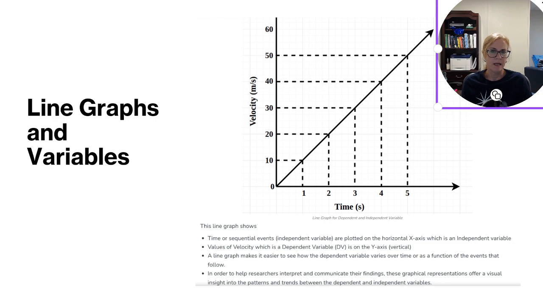So what depends on the time here? We're looking at velocity or speed in meters per second. So how quickly is something traveling over time? Well, how quickly it's traveling is going to depend on the time that we took that measurement. So again, the dependent variable, velocity, depends on the time that we measured it. Because it's sequential data, a line graph makes sense.